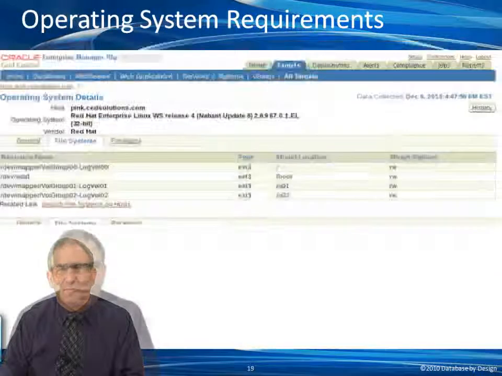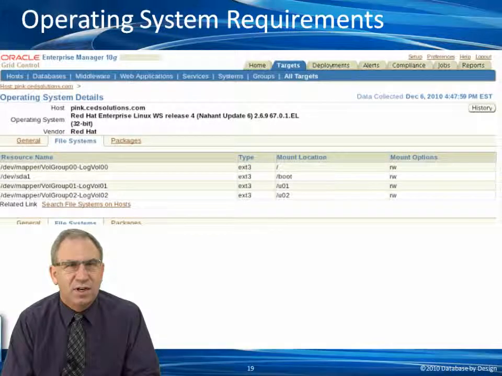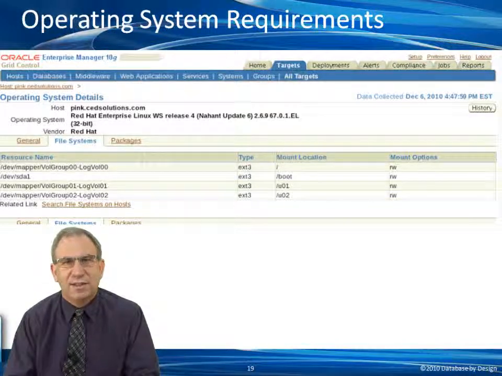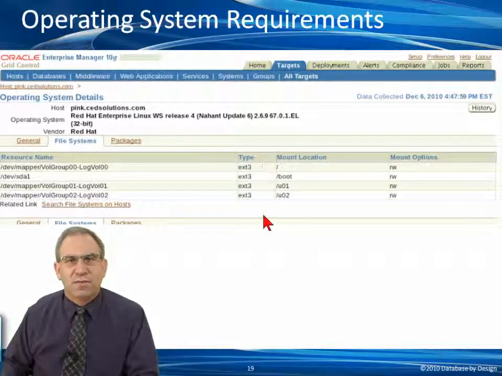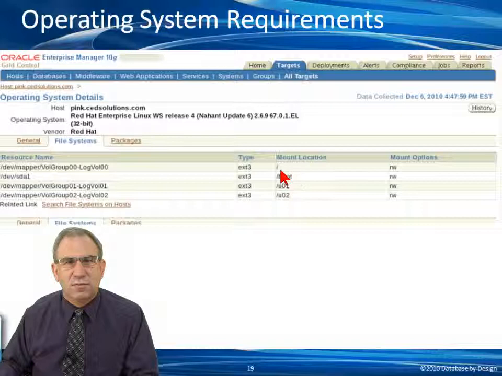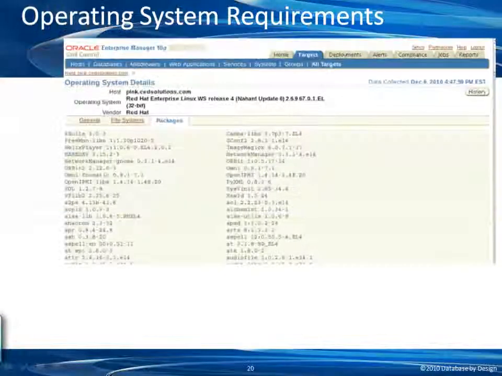environment. And again, in this particular environment, we've navigated to the file systems and identified the specific file systems that are within my Red Hat Linux. I can see that I have 4 file systems: the root file system, the boot file system, the U01 and U02 file system. And then I can look at all of the packages that are deployed to the specific operating system.